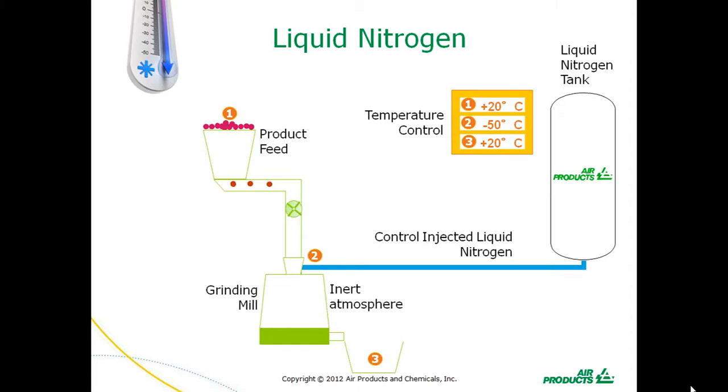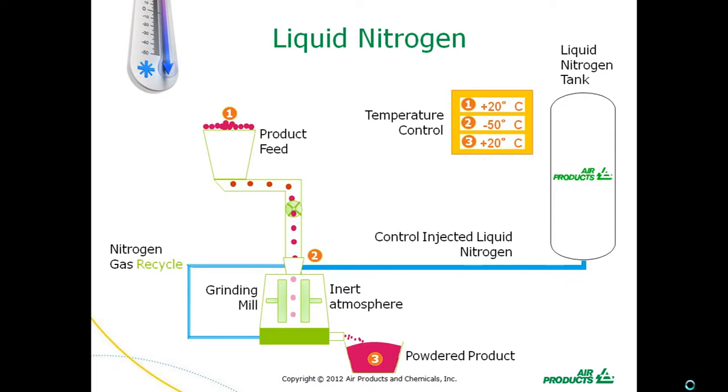Liquid nitrogen can provide a very effective heat-removing method. With a temperature of -196 centigrade, it has a very high cooling capacity and can therefore cool even the hottest grinding process. The liquid nitrogen is often injected into the mill inlet to mix with the cooling air to increase the cooling capacity and to pre-cool the material to be ground.